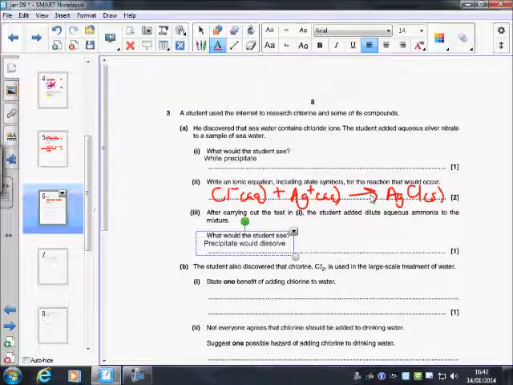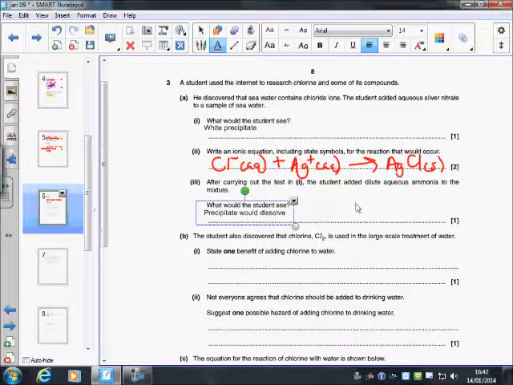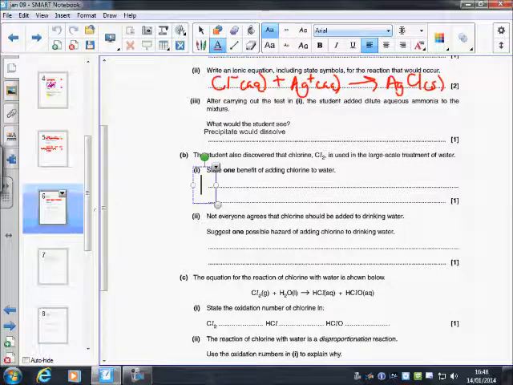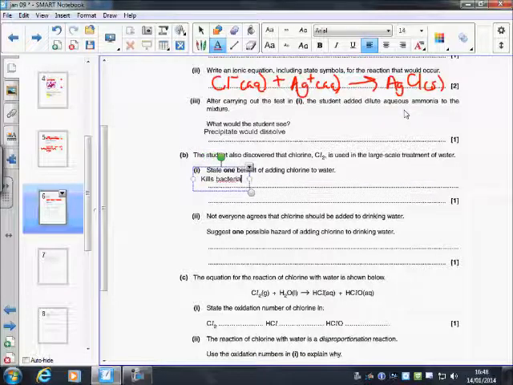So part B. The student also discovered that chlorine, Cl2, is used in a large-scale treatment of water. State one benefit of adding chlorine to water. And that's for 1 mark. So I always like to put that it kills bacteria. But it could also be sterilizes water, makes water safe to drink, kills microorganisms for you biologists out there. Any one of those for 1 mark.